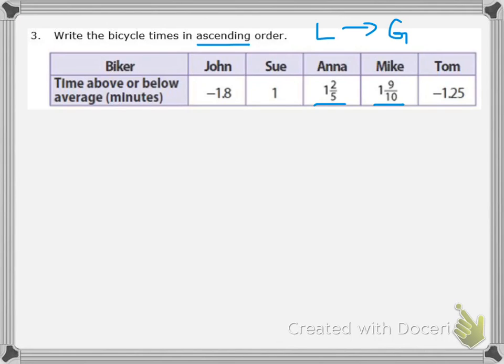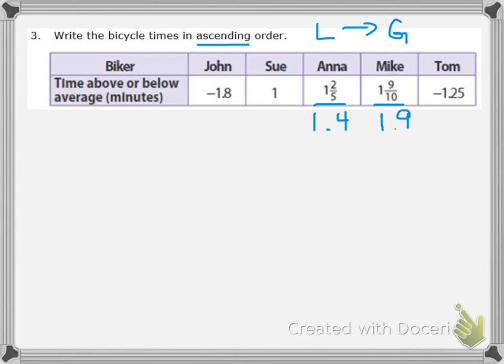I have 1 and 2/5. Remember, if I want to change 2/5 to a decimal, I'm going to divide. 2 divided by 5. Use your horse and rider method. 2/5 is equivalent to 4/10. So this is 1 4/10. And then I have 1 9/10. I already know how to write 9/10, so I'm just going to tack it on as my decimal. So 1 9/10. Now I can write them in order from least to greatest.